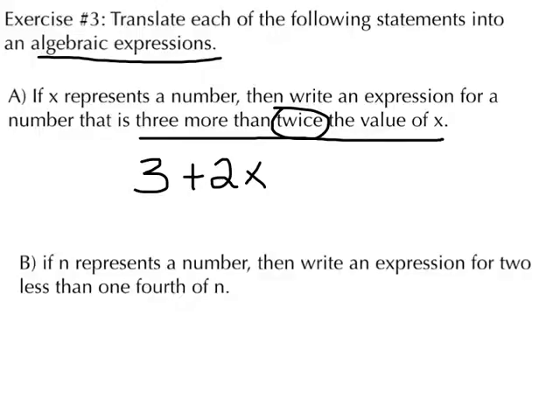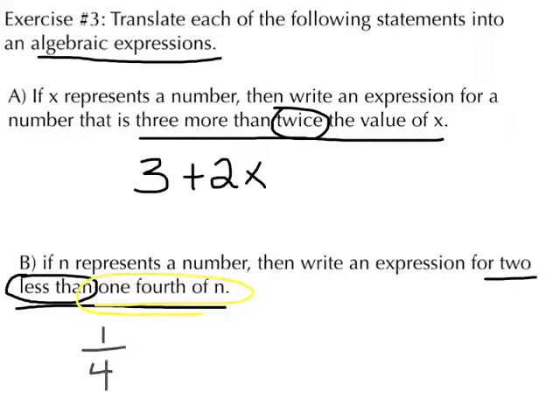B. If n represents a number, then write an algebraic expression for 2 less than 1/4 of n. Well, let's pay attention here. We got a bunch of things going on. We automatically see the words less than. So right away, that means it should throw up some red flags that we should be starting in the back. So let's start with that. 1/4 n. Easy enough. Minus, because less than means minus, 2.